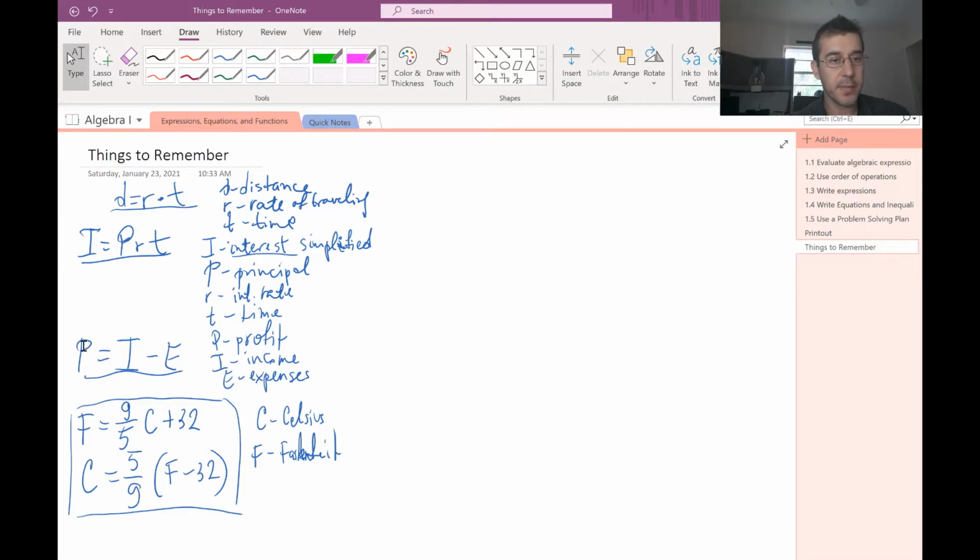And then third formula, P equals I minus C. P is profit. Profit is income, whatever comes in, minus whatever goes out, or expenses. So income minus expenses is your profit.